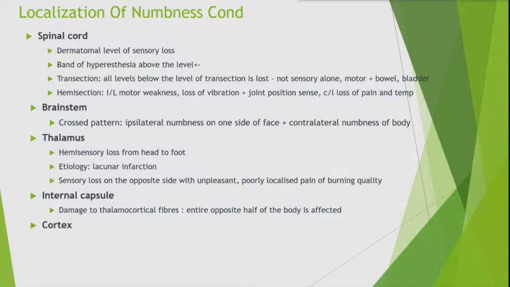Coming to the cortex, how do you localize? Cortical signs. What are they? Joint sense, aphasia, higher mental functions. Which sensations? Tactile localization. That's right. Cortical sensations. Five are there: localization, two-point discrimination, sensory attention, stereognosis, and graphesthesia.